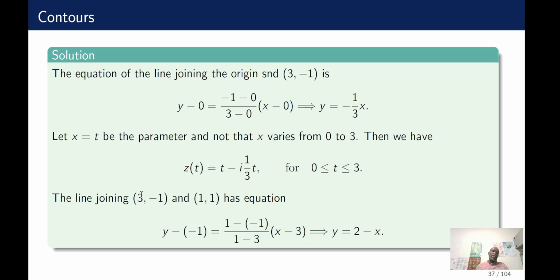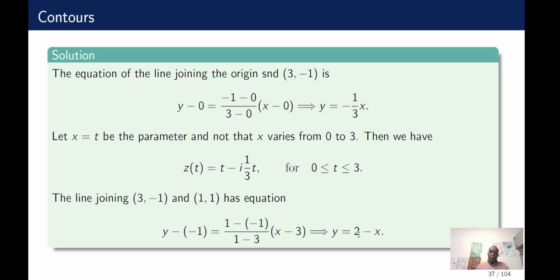Now, the second one is also a straight line. It's joining the point (-3, 1) and the point (1, 1). You can quickly get its equation by doing the usual gradient calculation for the equation of a straight line. We obtain that the equation is y equals 2 minus x.